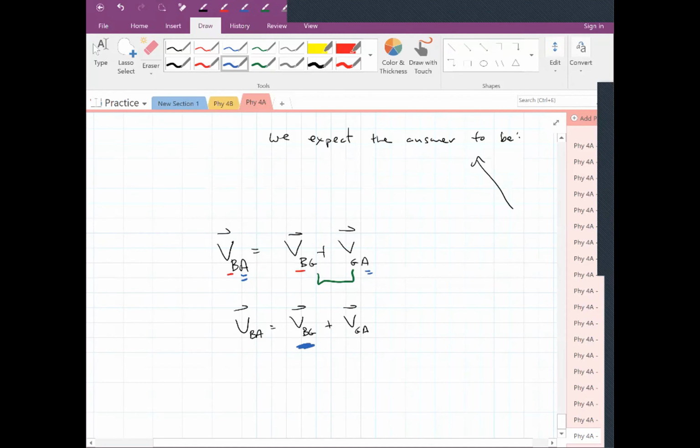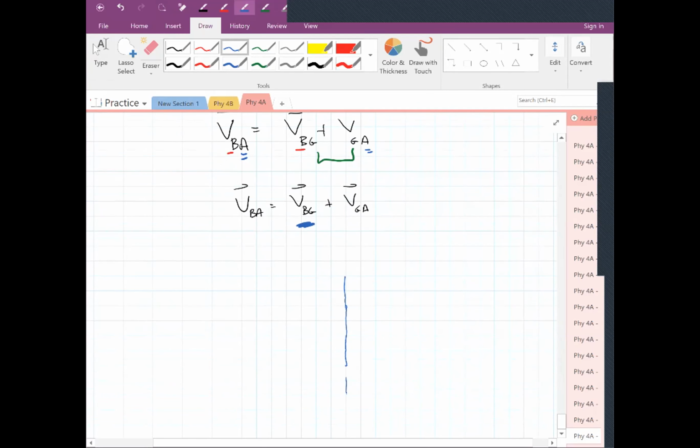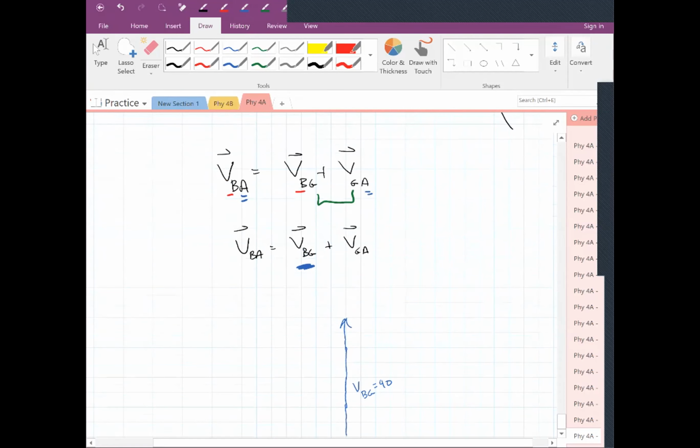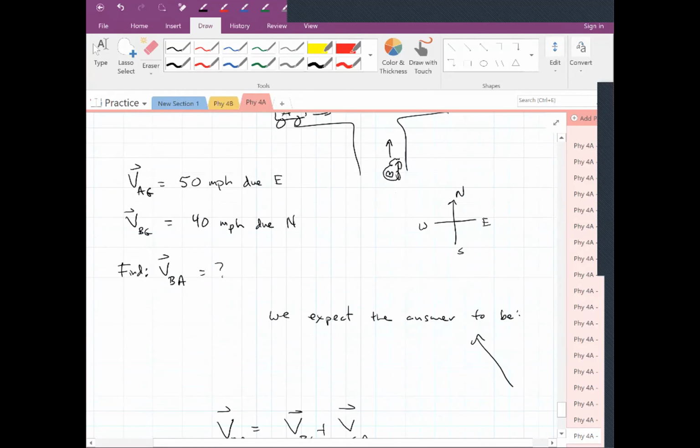Use blue for that. 40. So 10, 20, 30, 40, in this direction, right? Then we want to add the velocity of the ground with respect to A. But that's not given. What's given is A with respect to the ground.